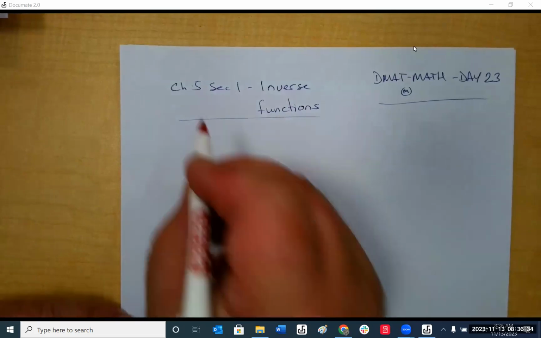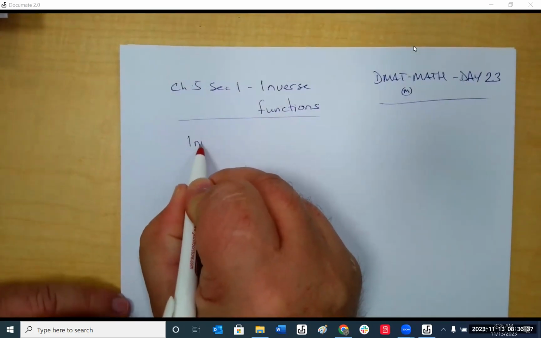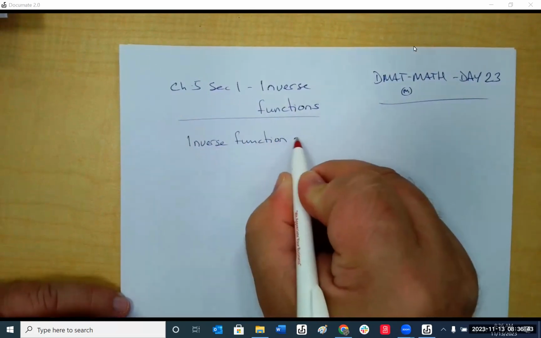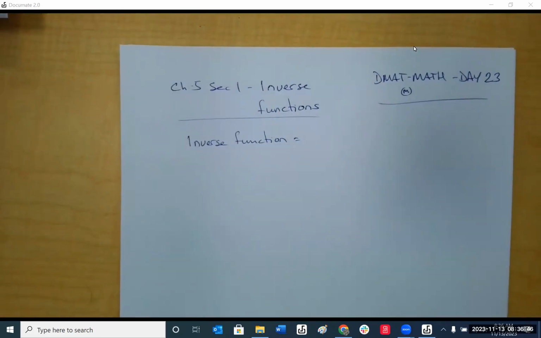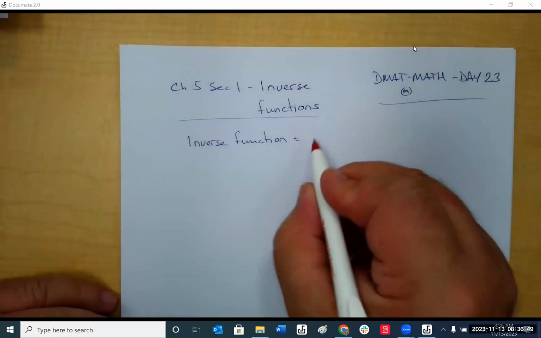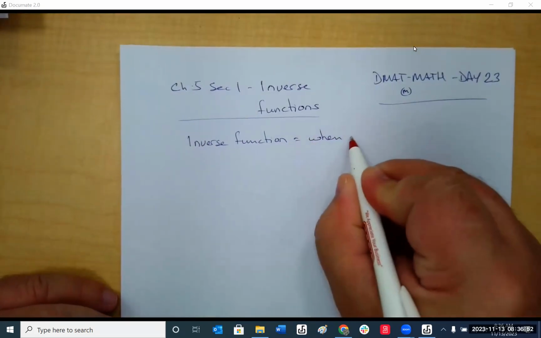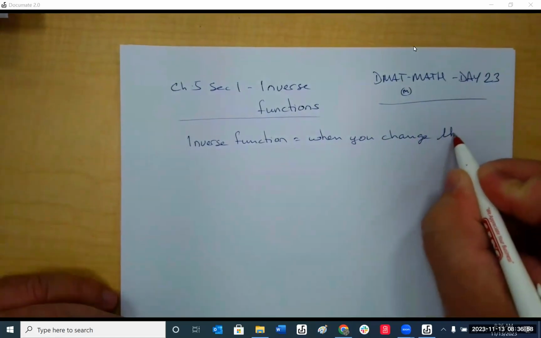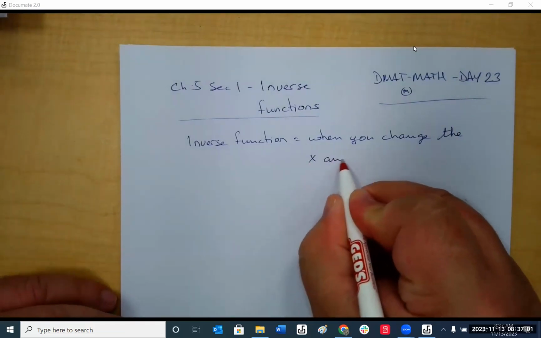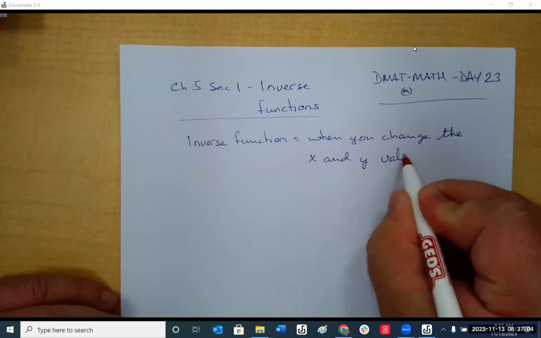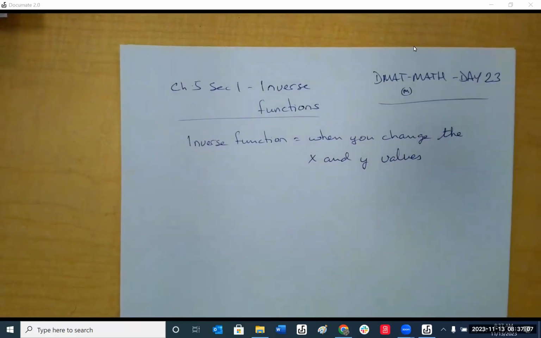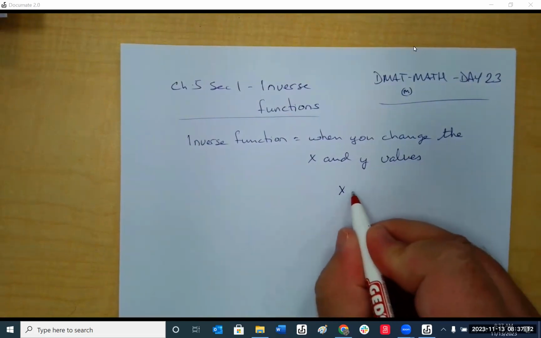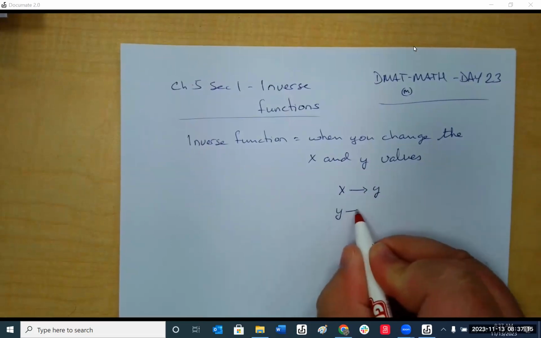What does an inverse function mean? In a nutshell, an inverse function is simply when you change the x and y values. In other words, x changes to y and y changes to x.